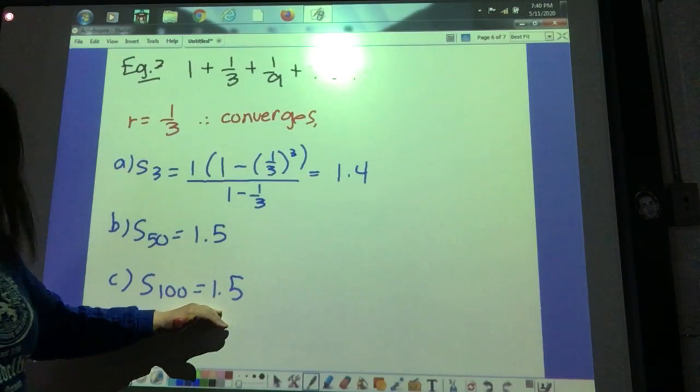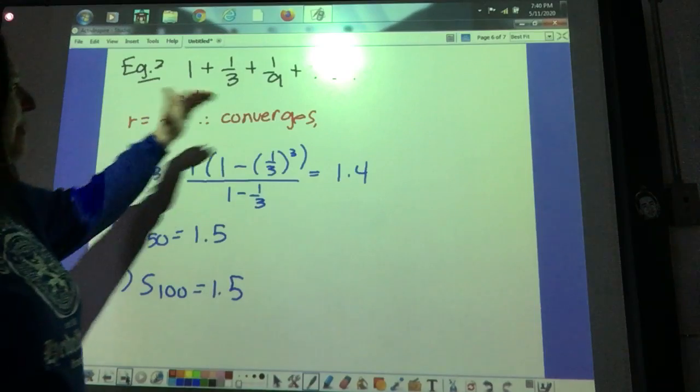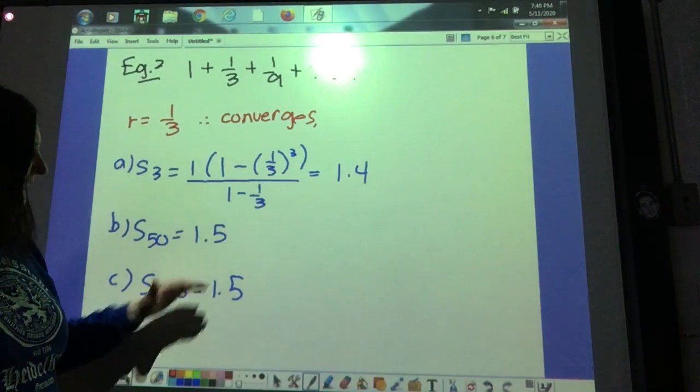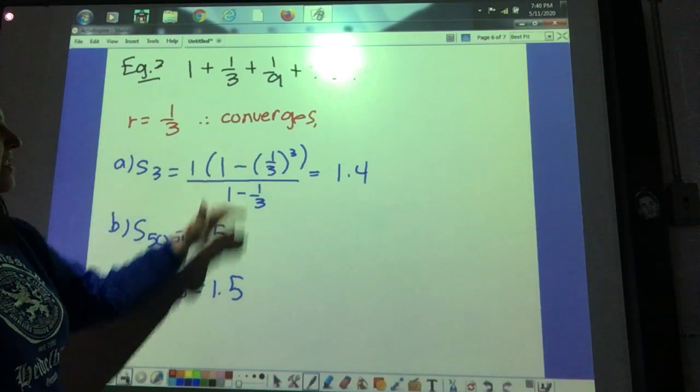How is that possible? Because like I said, every time you multiply by 1/3, those numbers get smaller and smaller and smaller. It's so small, even though I've added 50 more terms, it doesn't affect the overall sum. So those are called converging.